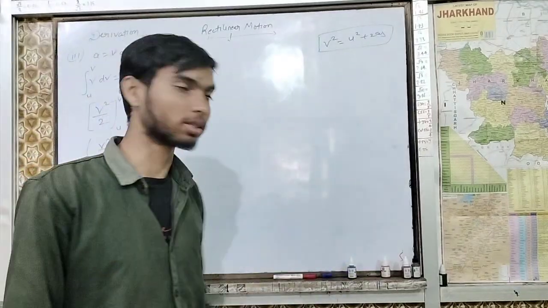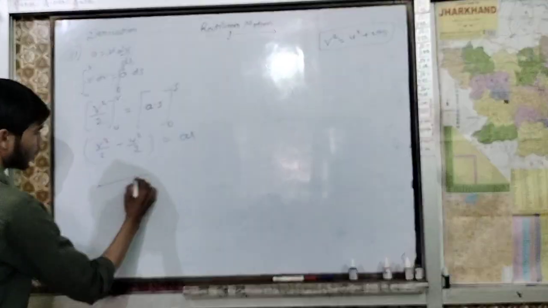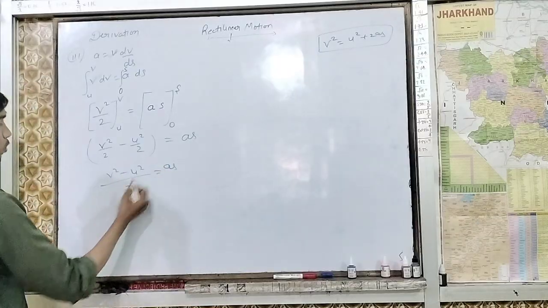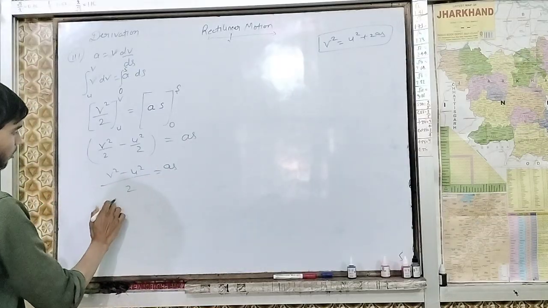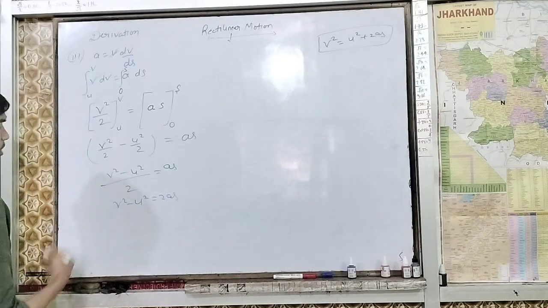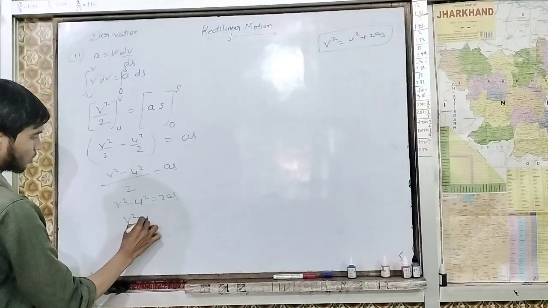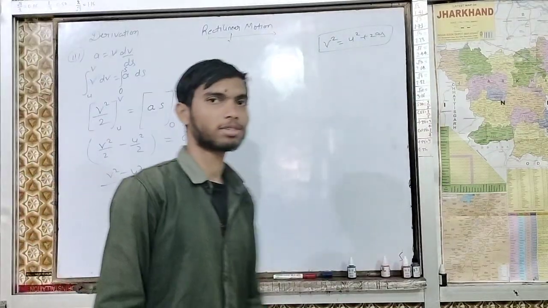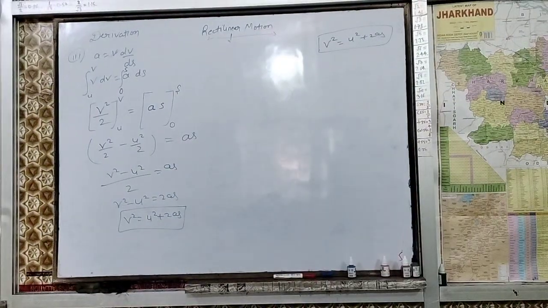In the next step, we have to simplify this step. After simplifying we will get 2as = v² − u². The 2 will go upward, so the final would be v² − u² = 2as. One more step: v² = u² + 2as, and you can see this is our third equation of motion, v² = u² + 2as.